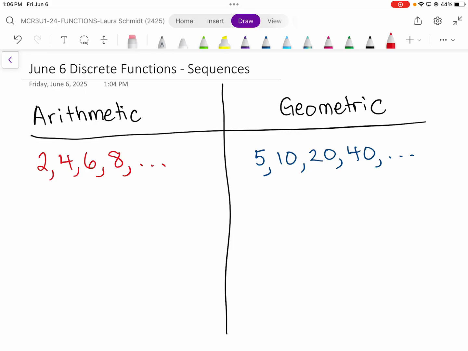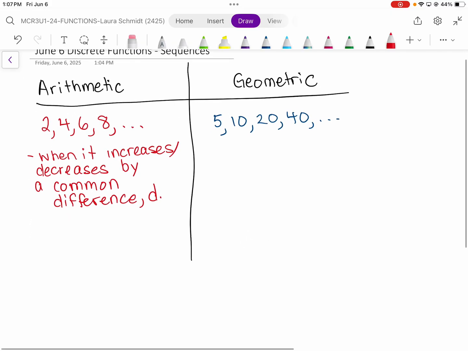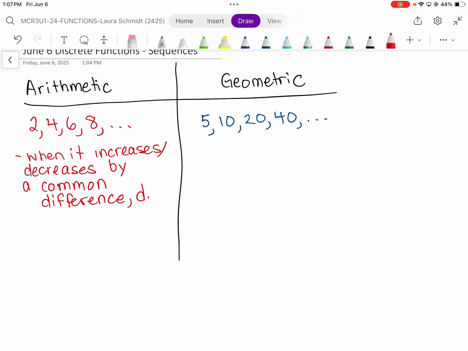So let's say when it increases or decreases by a common difference, which we call D. So like Branson already said, in this example, 2, 4, 6, 8, our common difference would be 2, because it's going up by 2 each time.